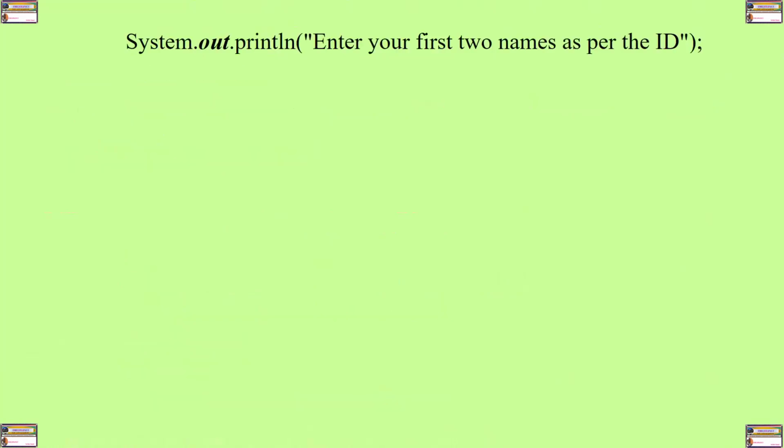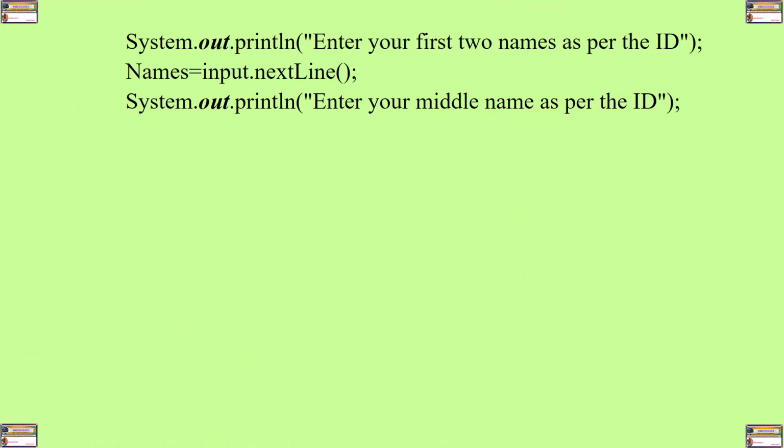From there, we can read the full text from the line. How do you read? You can read the text, for example, by prompting the user to enter his or her first two names as per the ID. So we read the two names. The user will type the two names with a space, and those characters will be read through the method called nextLine, through the object input, and the text will be stored in the memory location called names.